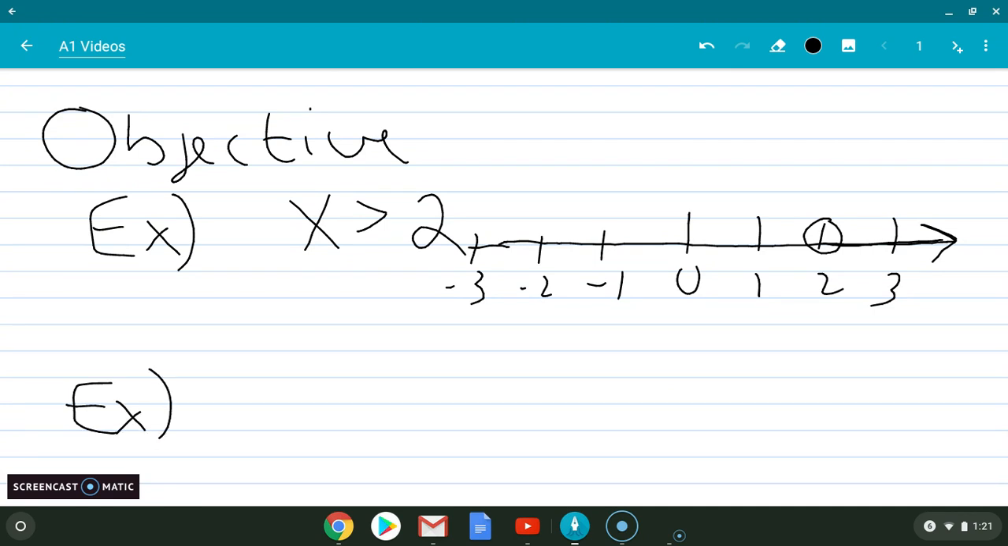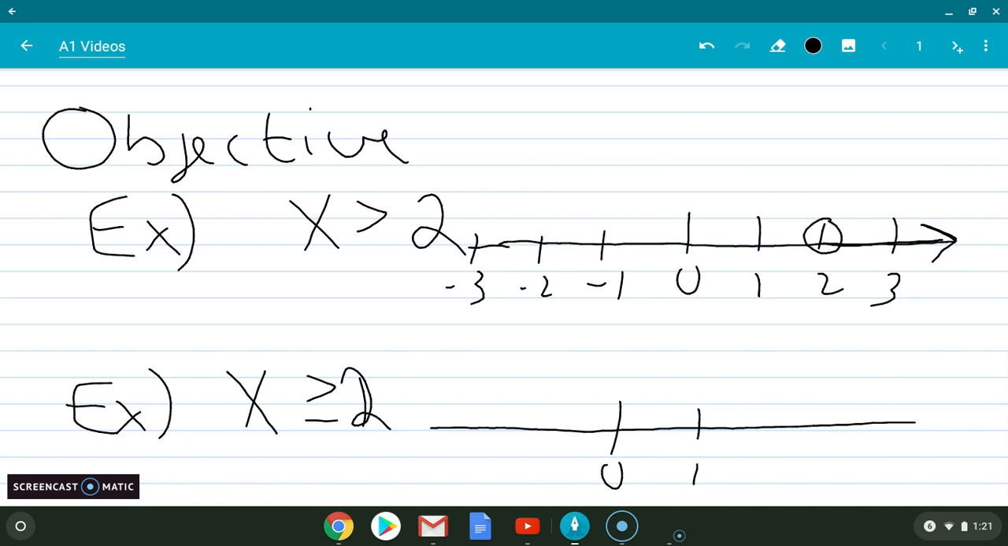Another example. What if I want to represent x is greater than or equal to 2? I'm going to go to my number line, 0, 1, 2, 3, -1, -2, -3. Now to represent greater than or equal, I'm going to put a circle, but I'm going to fill it in. And then I'm going to have an arrow pointing to the bigger numbers. That's how I represent greater than or equal to 2.